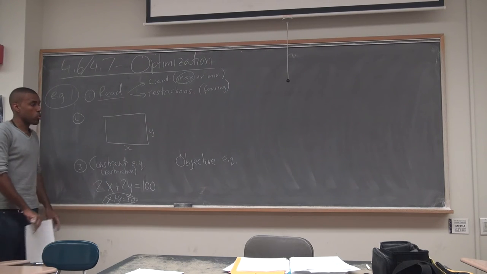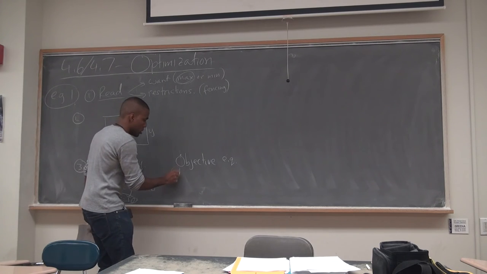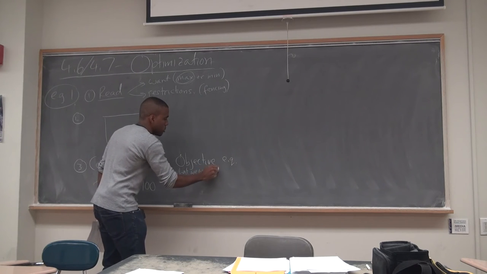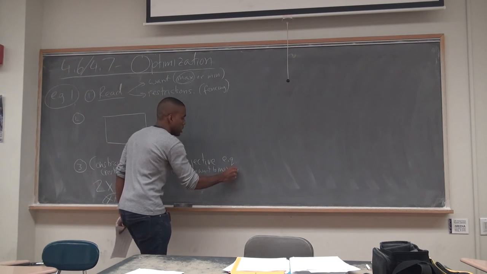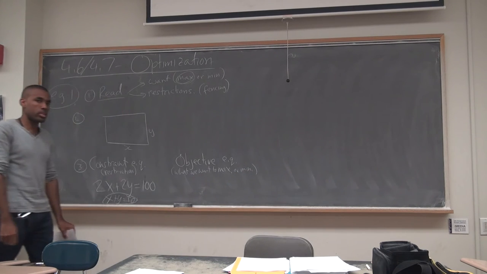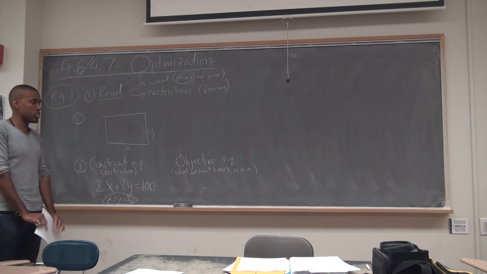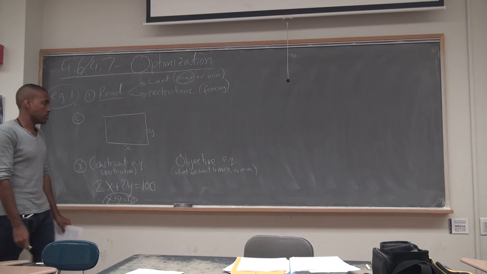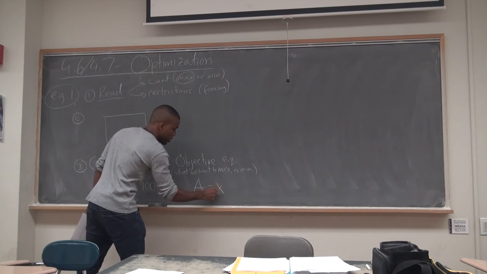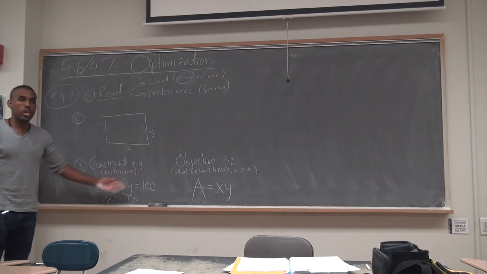Objective is what we want to maximize or minimize, right? In this case, I know we want to maximize. What do I want to maximize? The area. Based on this diagram, can you tell me an equation that describes area? XY equals area. Area, which I'm going to call A, is equal to X times Y. Length times width. So now I have these two equations.